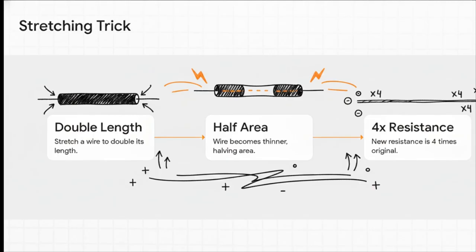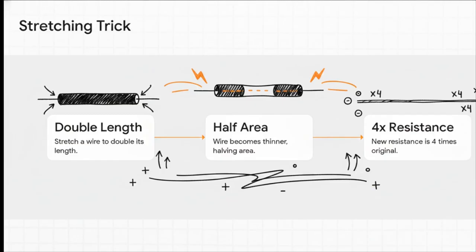Okay, let's tackle the most notorious exam numerical trick in the whole chapter. I guarantee you're going to see some version of this, the stretching wire trick. The question asks, what happens to the resistance if you stretch a wire to double its length? Your brain might immediately say, well, length doubled, so resistance doubles. Actually, scratch that, it's wrong. You have to think step by step.